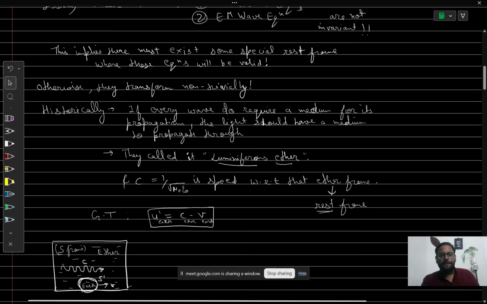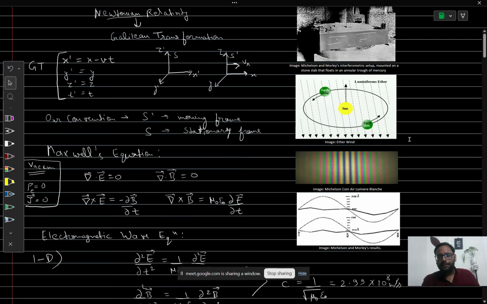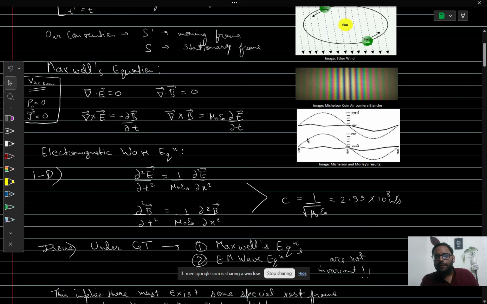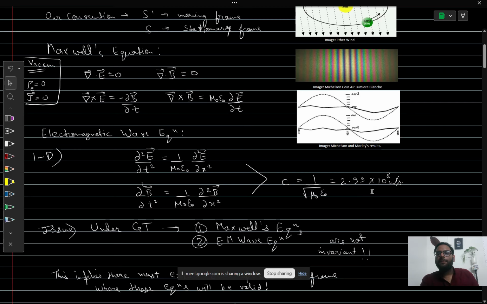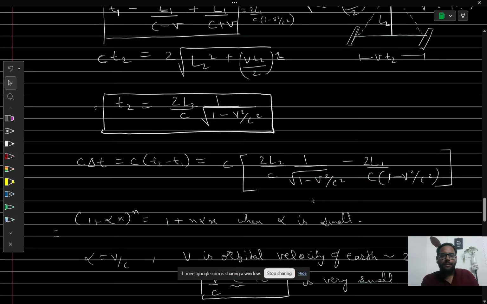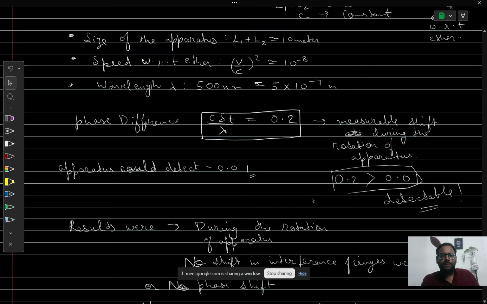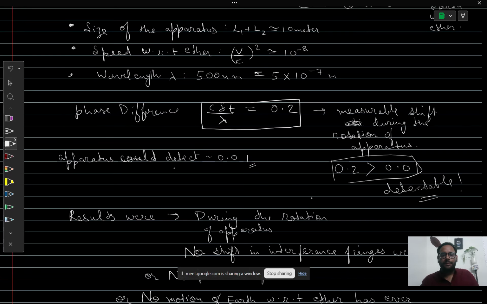Okay, I hope you have written the things, and these were the experimental graphs of the Michelson-Morley experiment. This was the expected result, but they detected zero phase difference. The observed is zero.